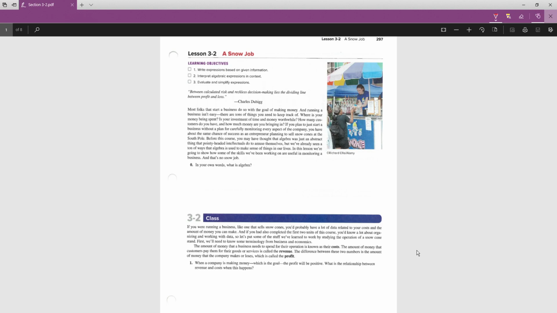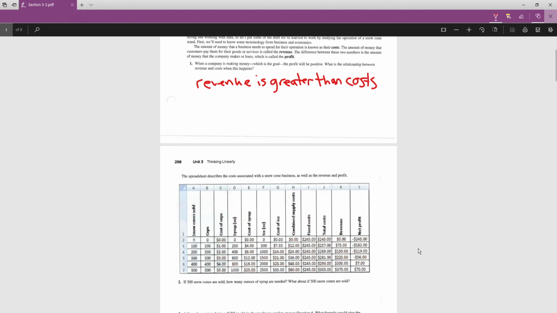Number 1 says when a company is making money, which is the goal, the profit will be positive. What is the relationship between revenue and costs when this happens? So if you are making money, we can say that your revenue is going to be greater than your costs. In other words, you're bringing in more money than you're spending, which hopefully makes some sense. Turn the page to page 298.